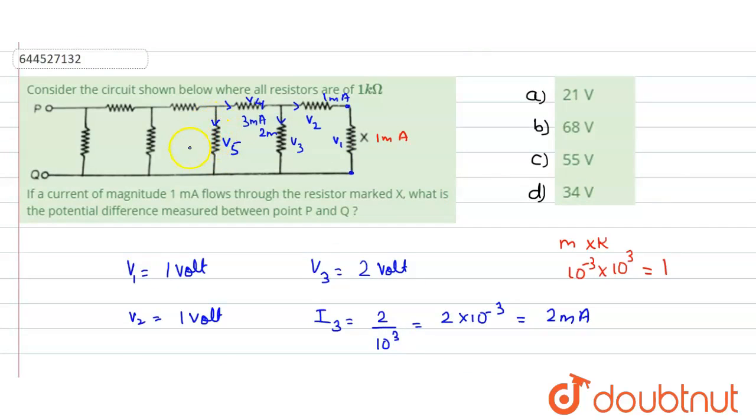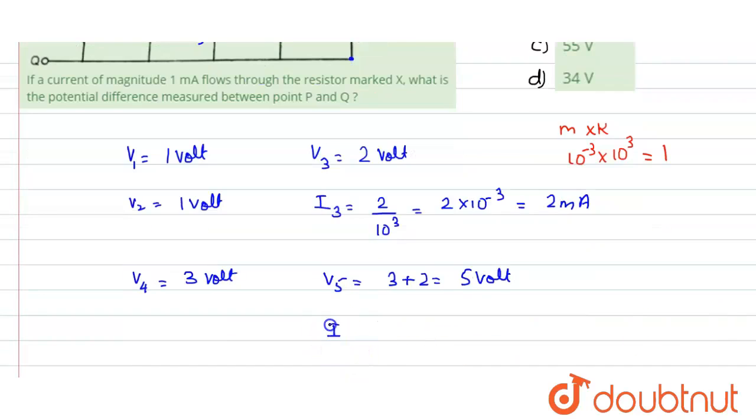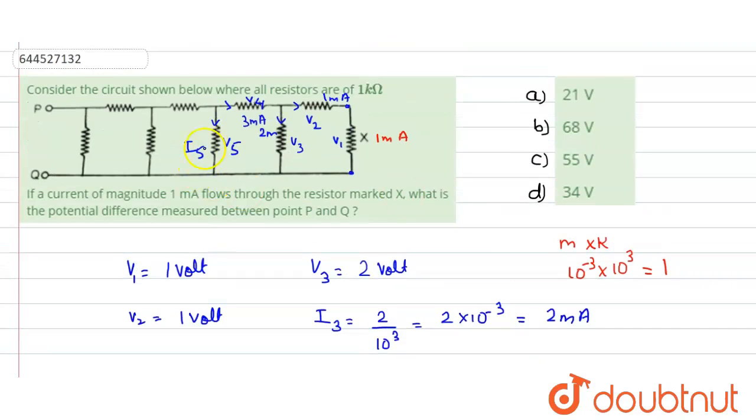Now if this is our V5, this 5 volt, what would be the current I5 in this branch? Because we know the potential difference and we know the resistance, the I5 value would be equal to V5, which is 5, divided by resistance, which is 10 raised to the power 3. So it would be 5 milliampere. So the current going through this part is 5 milliampere.